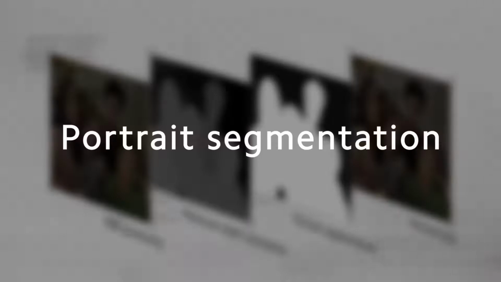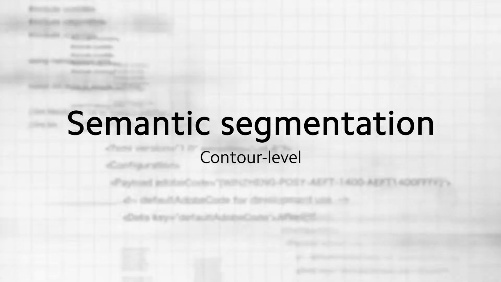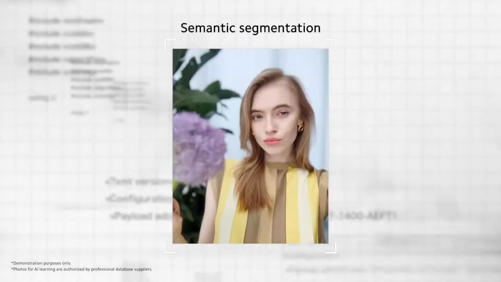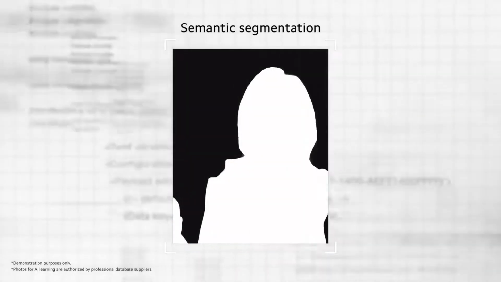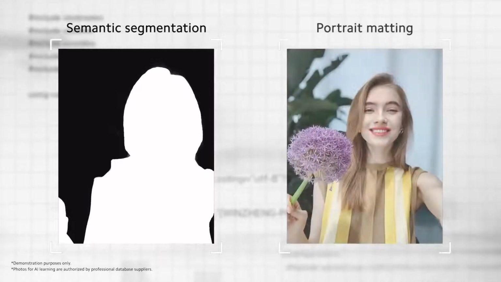The third step is to segment the portrait in detail. The commonly used semantic segmentation comes from contour level segmentation. For example, in this photo, the segmentation is performed according to 2 categories, people and background. Therefore, the result is relatively rough.